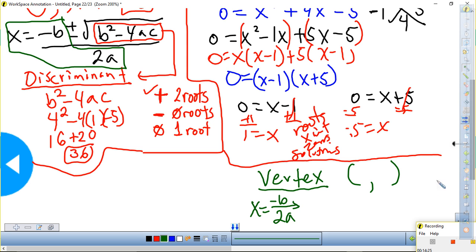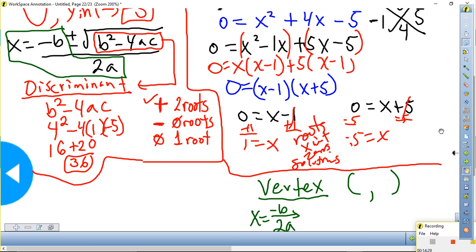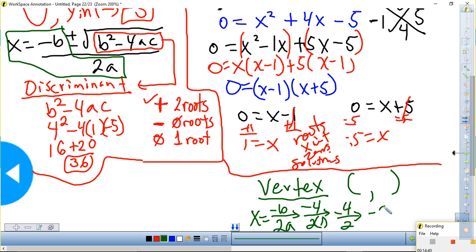So what is b, everyone? 4. So this is negative 4 over 2 times a, which is 1. This is negative 4 over 2, which is negative 2. There it is. Okay, we got the x value.